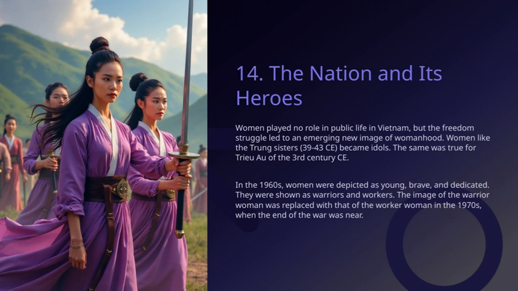It was during this time that historical figures like the Trung sisters, from 39 to 43 CE, became iconic symbols of patriotism and strength. Similarly, Trieu O from the 3rd century CE also emerged as a symbol of heroic womanhood. These figures helped to elevate the idea that women were integral to the nation's identity and heroic history, even if they weren't always visible in public roles. This evolution highlights how the perception of women's roles has been intertwined with Vietnam's broader national history and struggles.